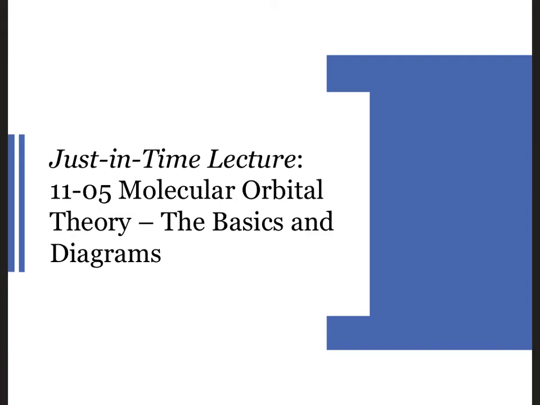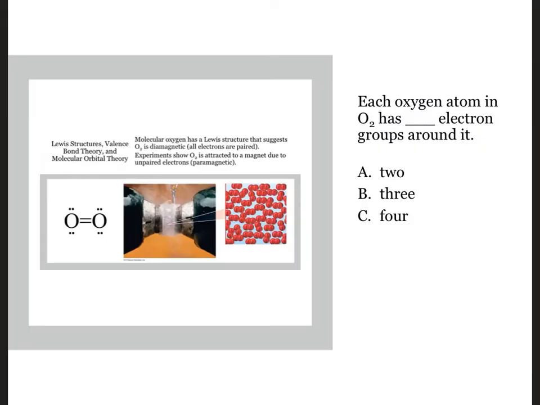All right, this is our just-in-time lecture for 11.5, Molecular Orbital Theory, the Basics and Diagrams. The first question that gave us trouble asked, each oxygen atom in O2 has blank electron groups around it. If we look at O2, we see that we've got 1, 2, 3 electron groups.